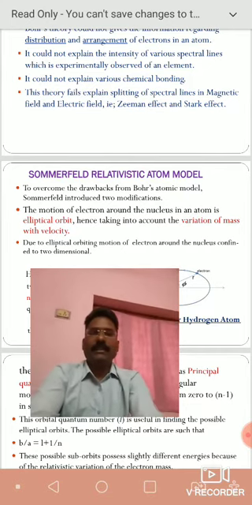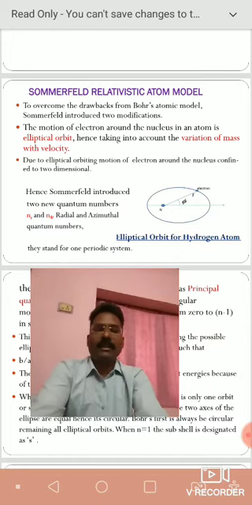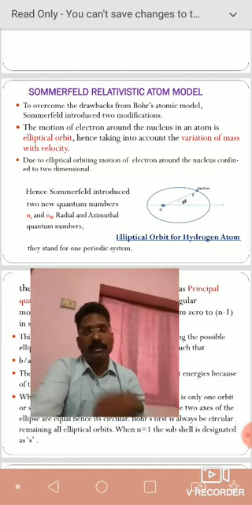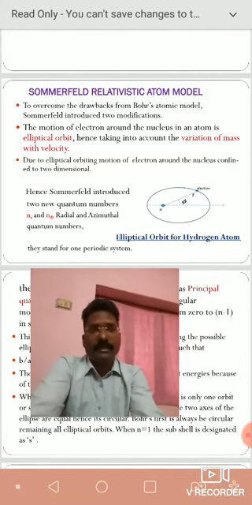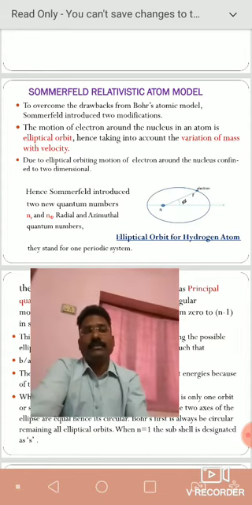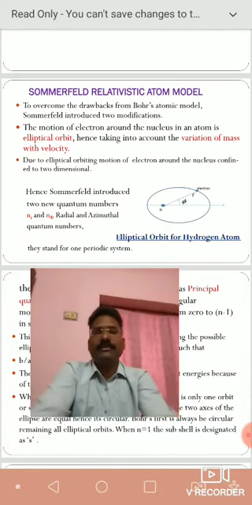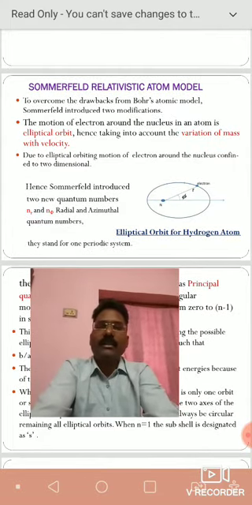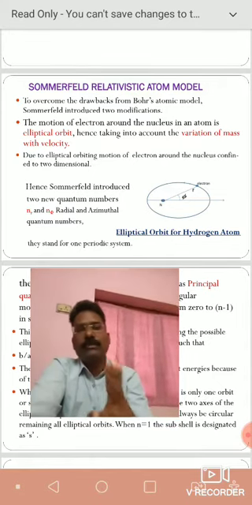And then the Sommerfeld relativistic atom model was introduced to overcome all the drawbacks of Bohr's theory. The drawbacks of Bohr's theory of hydrogen atom should be overcome by introducing the Sommerfeld relativistic atom model. What is the Sommerfeld relativistic atom model? To overcome the drawbacks of Bohr's atomic model, Sommerfeld introduced two modifications. What are the two modifications?